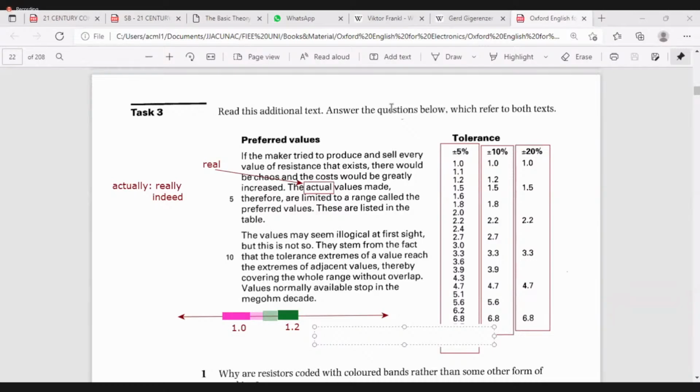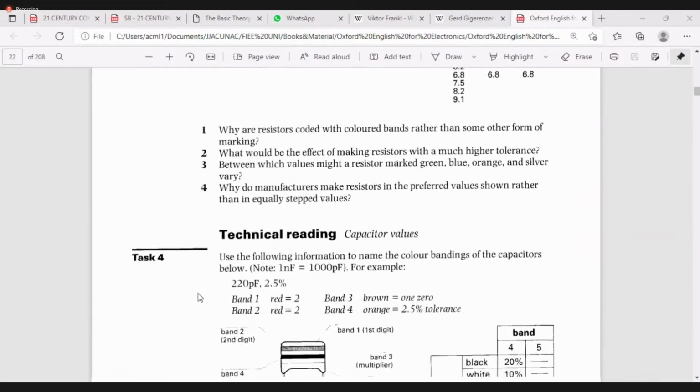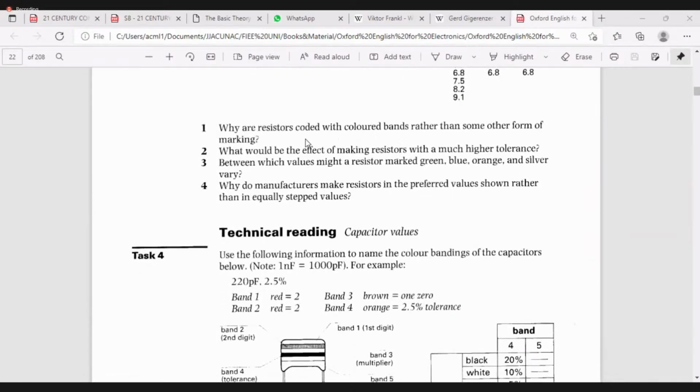So the question then comes: why are resistors coded with color bands rather than some other form of marking? Because resistors are such small devices that they wouldn't permit another type of efficient marking to know their values. What would be the effect of making resistors with a much higher tolerance? Increased cost. Why? Because the circuits may be affected. 20% tolerance is practically the top gap. Giving more tolerance would mean the existence of overlapping.